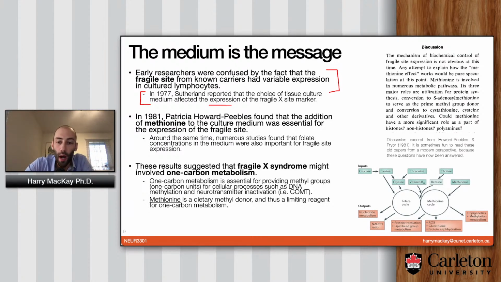Then in 81, Patricia Howard Peebles found that the real secret ingredient here was methionine. With culture media containing methionine, you would see the fragile site. But if you made a culture medium that was depleted in methionine or other kinds of methyl donors, the fragile site would not be expressed as the generations wore on. I think this is quite an interesting thing, because what it suggests is that Fragile X syndrome might involve one-carbon metabolism.